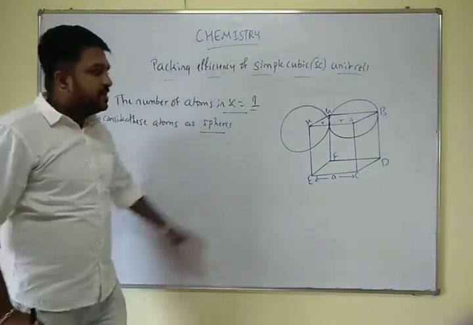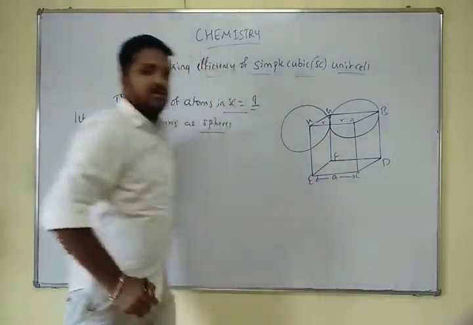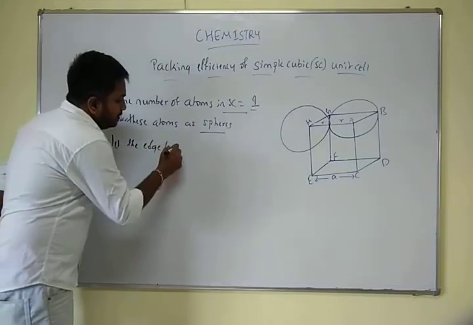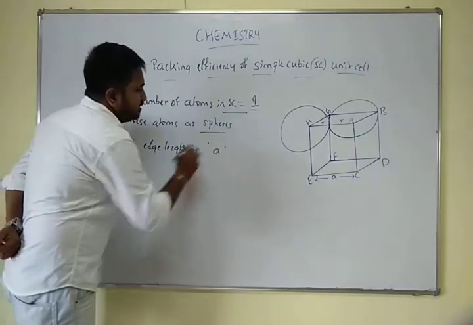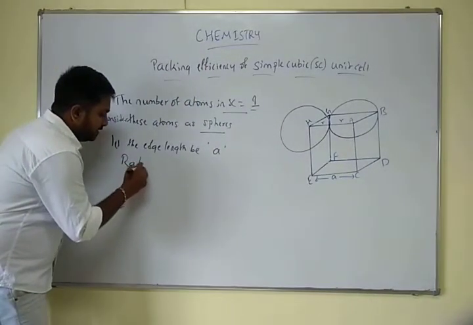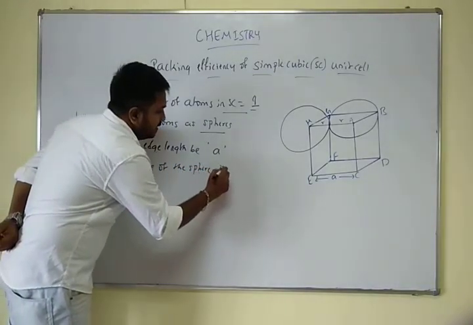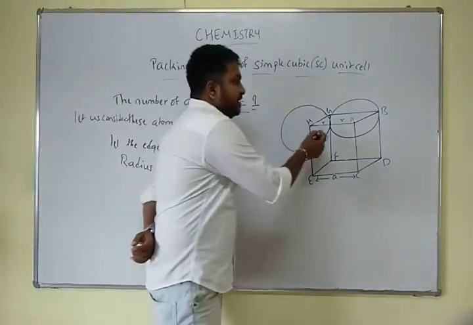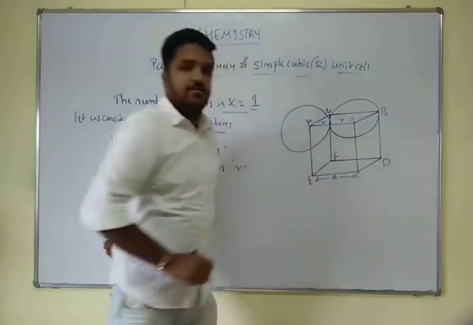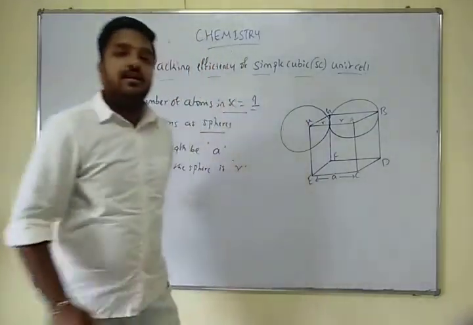Okay? So if we observe this diagram, this is the edge line. Let the edge length be a, and the radius of the sphere be r. Here this is the sphere we have been considering. The radius is the distance between the center of the sphere and any one end of the circle. We call it the radius, and we represent it by r.